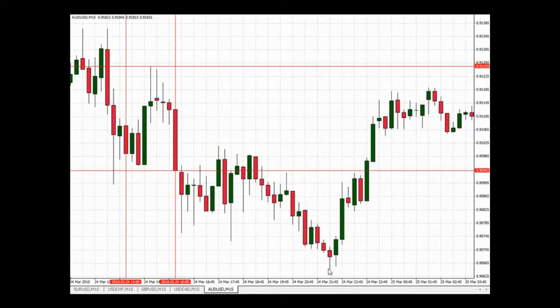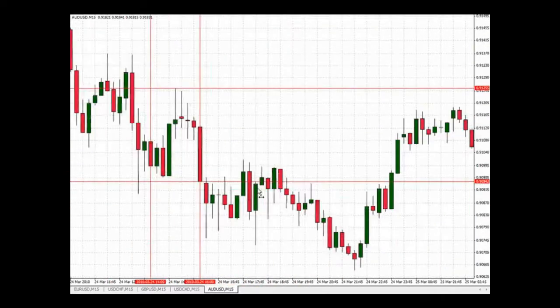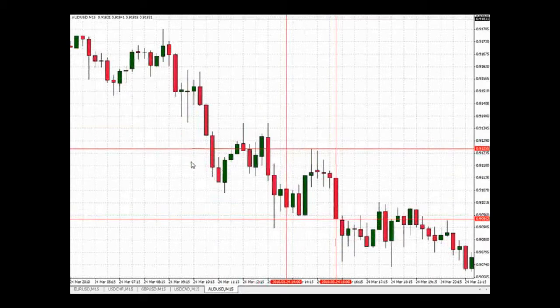and eventually about 4 hours later our take profit level was hit, and we exit this trade with 50 pips in profit. So another trade example, and another good trade example of how this system can be profitable.